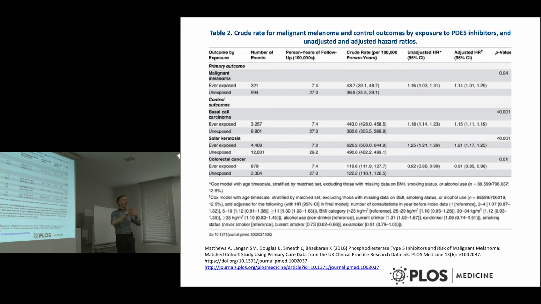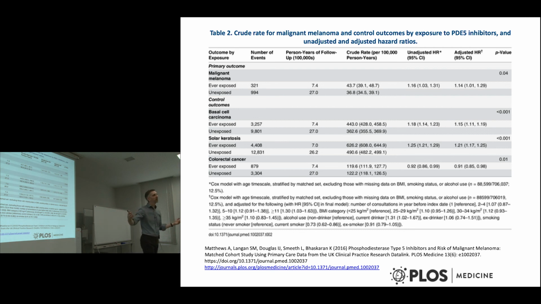So before they'd ever even had that exposure, they also had an increased risk of having previously developed solar keratosis, another skin disease that's linked to sunlight exposure. So we took this as being evidence that we ought not to interpret this increased risk as being causal, but that in fact there seemed to be good evidence that men that take PDE5 inhibitors actually are more exposed to sunlight, and that this is probably the explanation for this association.